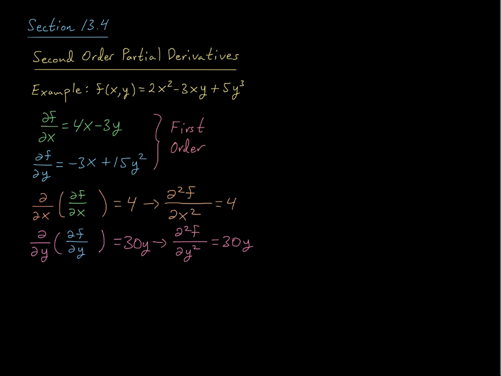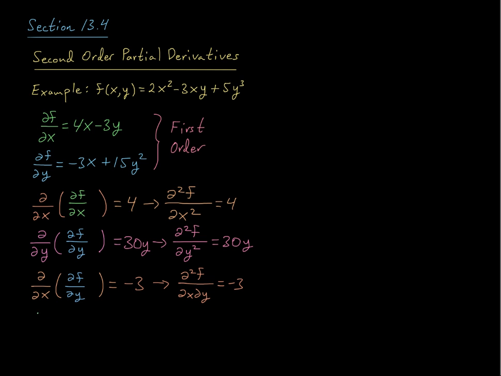But that's not it. For example, I could take the x derivative of the y derivative of f. This is another possible second order derivative. What's that going to give us? If I take the x derivative of this function in blue, that's going to just give me a negative 3. Notationally, we can write this as del squared f over, and on the bottom, del x del y. And we got negative 3 here.